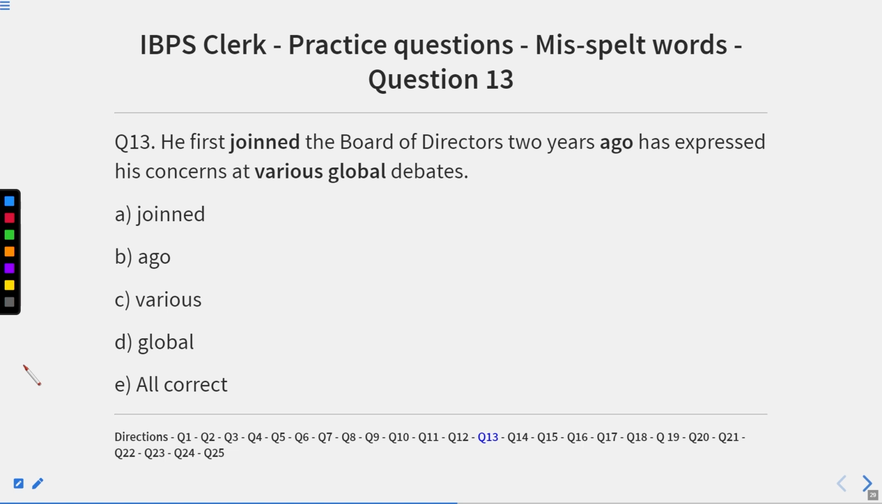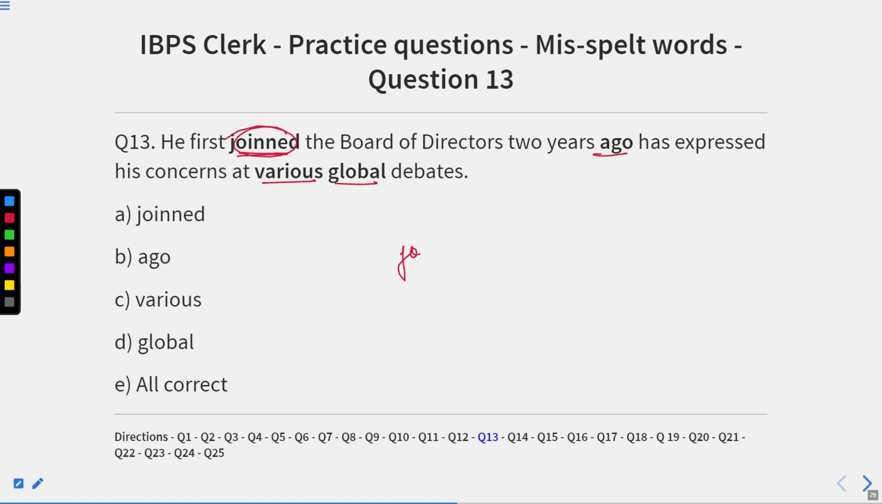Now this is question number 13. He first joined the board of directors 2 years ago, has expressed his concerns at various global debates. Now, the words which are in bold are joined, ago, various, global. Now, if we see the spelling of ago, that is correct. Various, again correct. Global, again correct. Only the spelling which is not correct is joined.